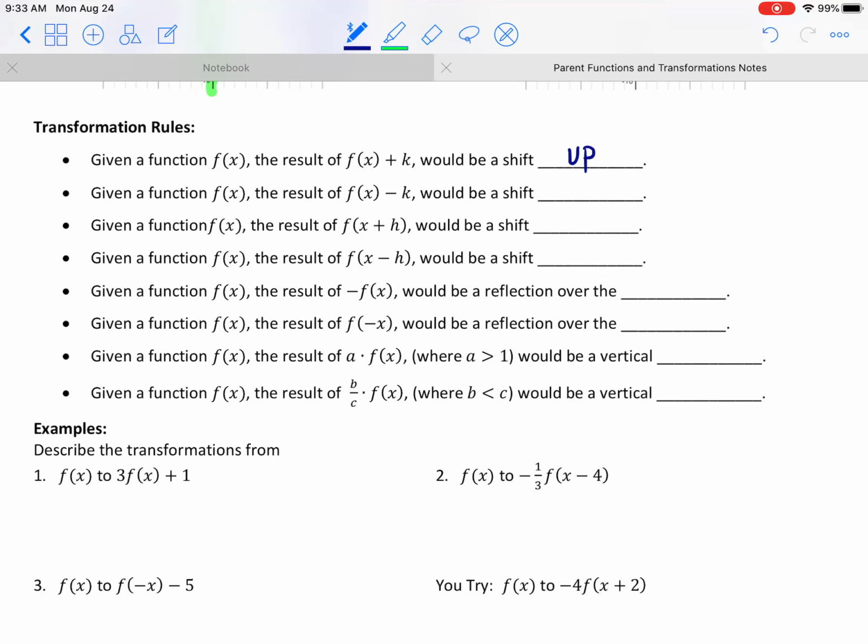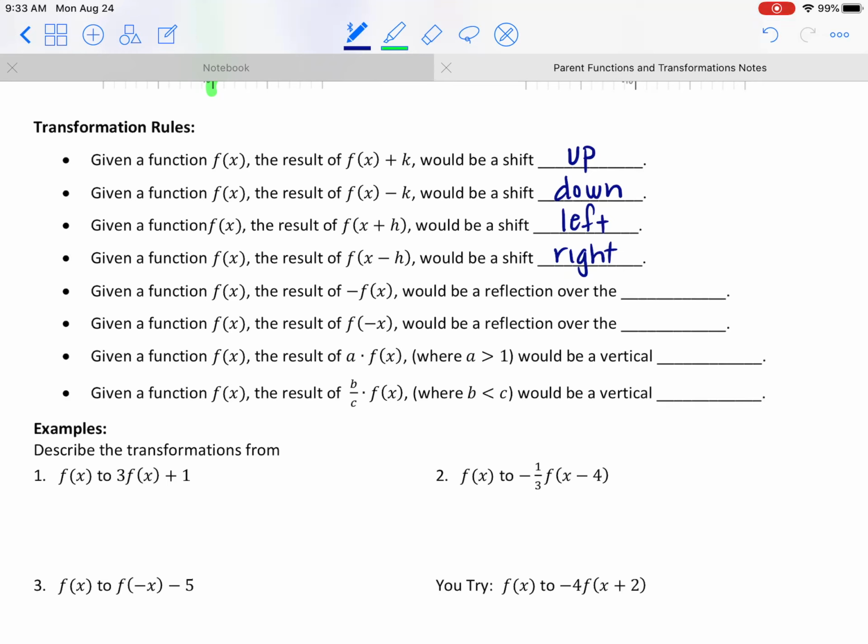When you take your function and subtract from it, it makes your graph shift down. And when you add or subtract within the function, and I'll show you these in a second, it makes your graph go left and right. This makes our graph go to the left. This one makes our graph go to the right.